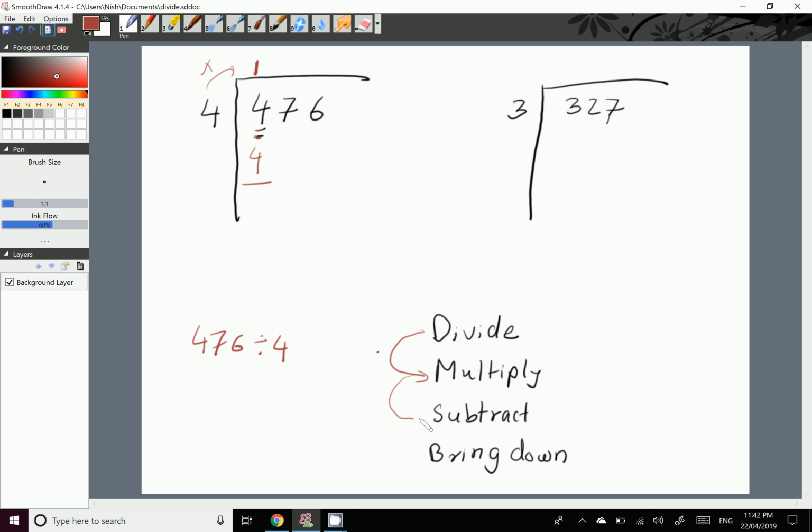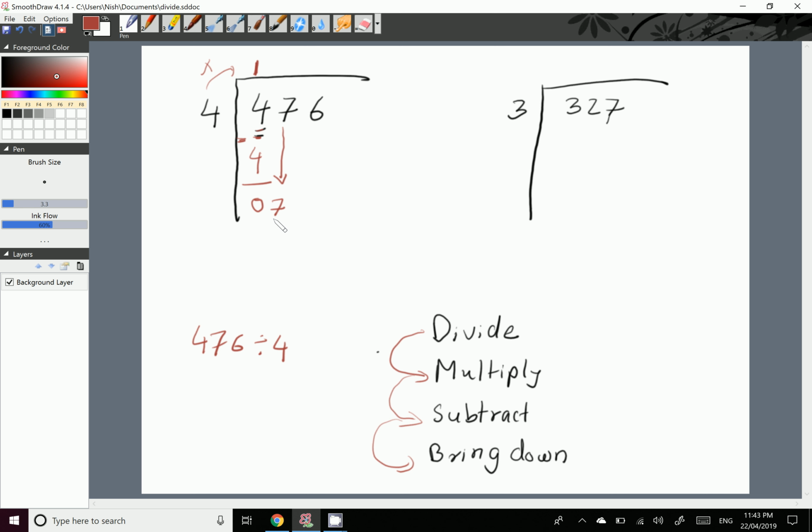Now we will do subtraction. So we'll do 4 minus 4, which is 0, and then we'll bring down. Because we're done with that one step, we can bring down the next number. Again, division is one number at a time, so we only bring in one number at a time, and then we repeat the same steps: divide, multiply, subtract, and bring down.